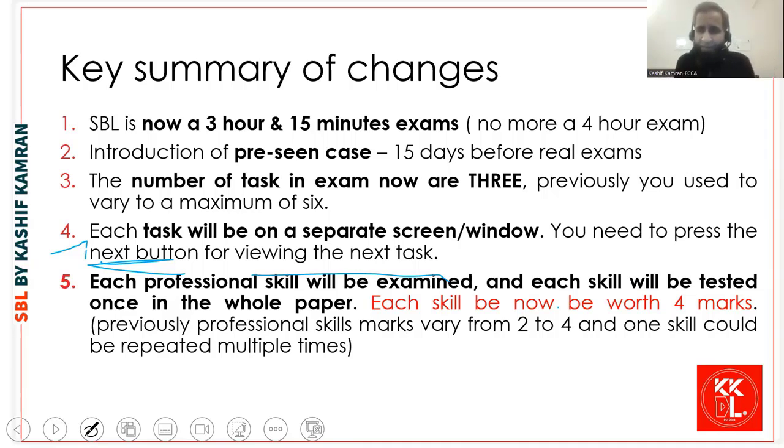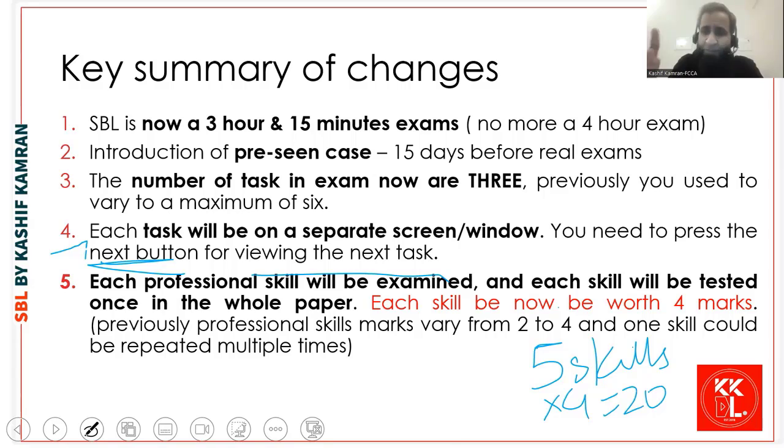How many skills do you have in the SPL paper? 5 skills, right? So there are 5 skills in the paper. Now, from September 23, each of the skills will be tested, and each skill will have 4 marks. So 5 multiplied by 4 is equal to 20, and you have 20 professional marks in SPL. I hope you're all familiar with that. So each skill will come once in the whole paper of 100 marks, and each skill will have 4 marks.